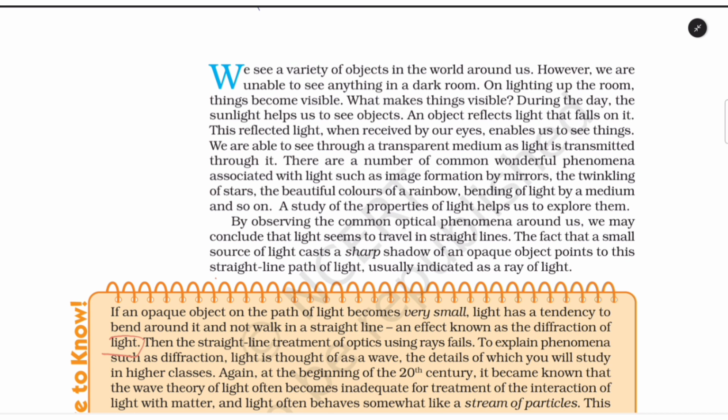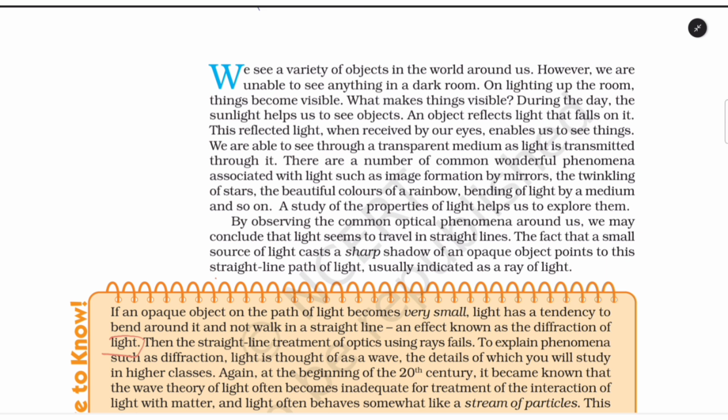On lighting up the room, the things will become visible. When we put on the light or the mobile torch, you can see the object. When the light falls on that object, then only we can see the object. What makes things visible? How can we see these things during the day?